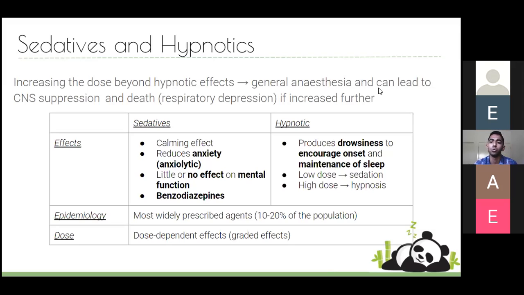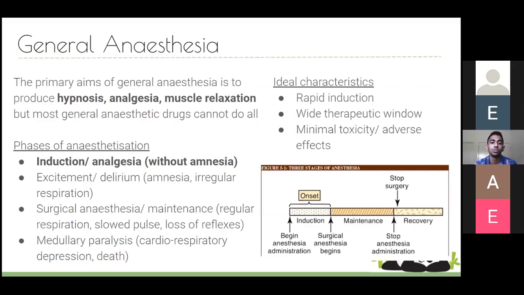And eventually that will lead to death and CNS suppression because they're not breathing properly at all. All right. So what is general anesthesia? The main aims of it are to produce hypnosis, that drowsiness, that unconscious state, analgesia, and muscle relaxation. But not all of these anesthetics are going to do that. They can only usually do some of them. Only very few anesthetics can do that whole triad of things.